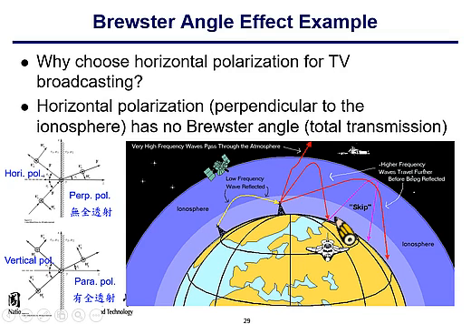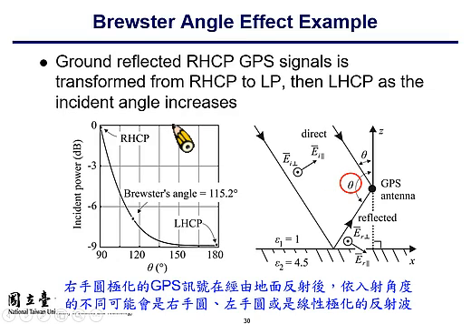Okay, so that decision was made based on economic consideration. Conversely, if you use vertical polarization, you have the chance to form total transmission. And here is another interesting fact about Brewster angle.